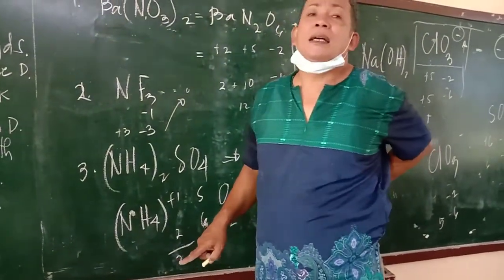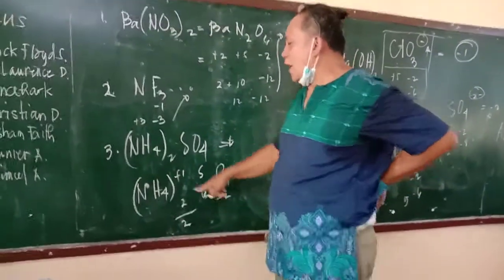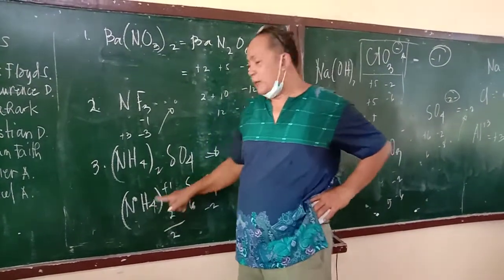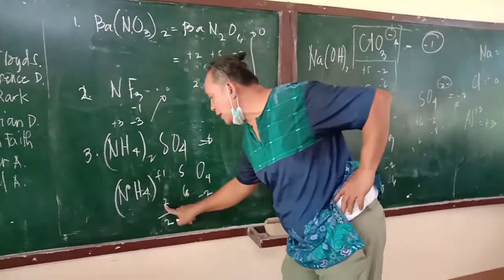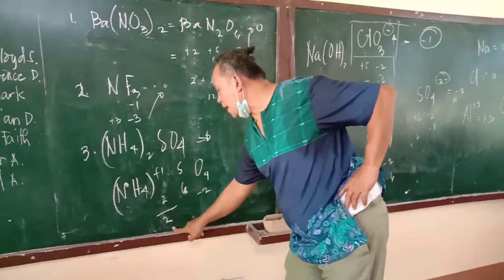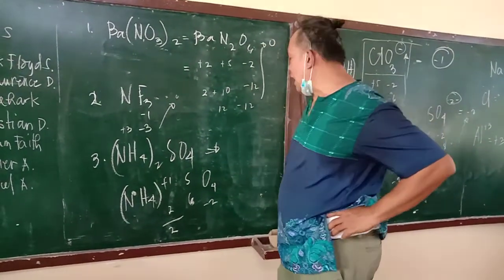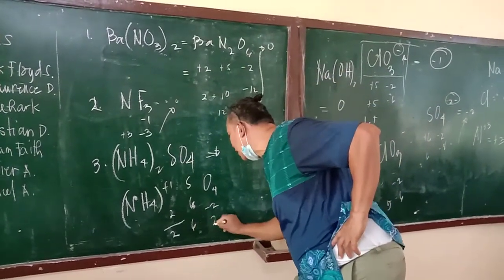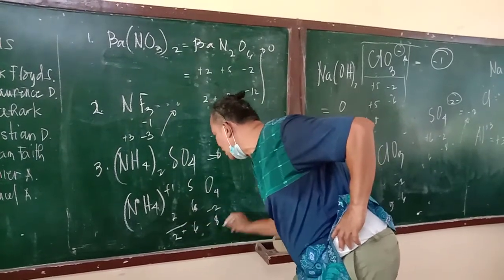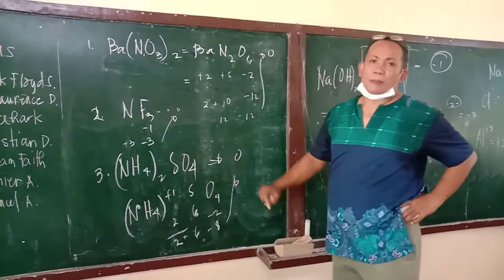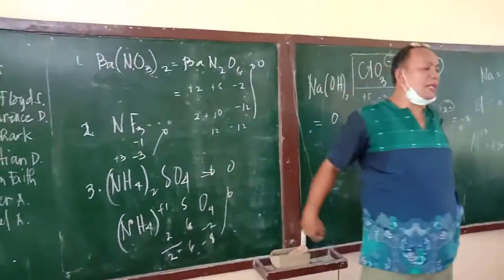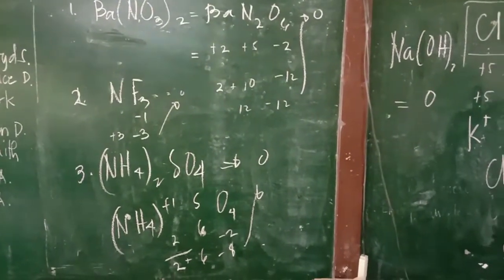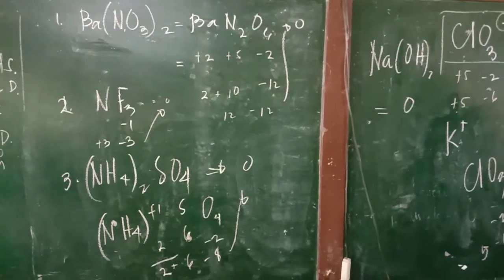Or pwede pod mo mangita sa Google. Ang ammonium, kung i-google, what is the total oxidation number for ammonium? Is always positive 1. So, positive 1 times 2, so positive 2. Ang sulfur positive 6, ang oxygen negative 2 times 4, negative 8, mahimo siyang 0. So, ganon ang pag-determine sa oxidation number.